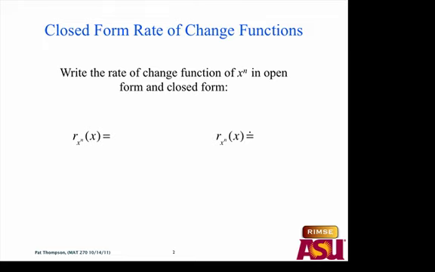So, really, this is all about closed and open form. Just as a review, write the rate of change of the function x to the n in open form and in closed form. Okay? See if you can do that. Can you write the rate of change of x to the n in open form and in closed form?